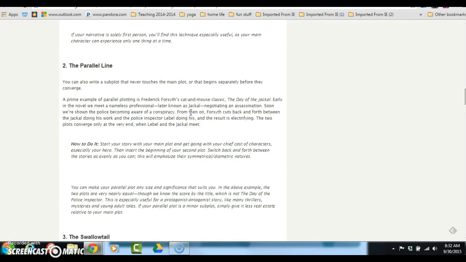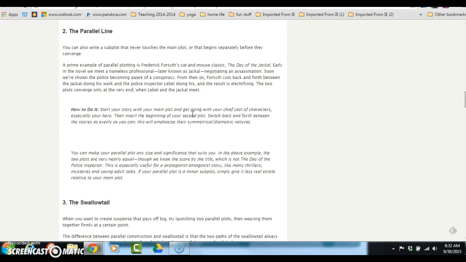The parallel line is you can write a subplot and it will never interact with the main plot. For example, start your story with the main plot and get that going first with the cast of characters, your protagonist, and whoever that is. And that's usually you in a narrative. Then insert the beginning of your second plot and switch back and forth between these two stories. You can make your parallel plot short or long, anything that suits you.